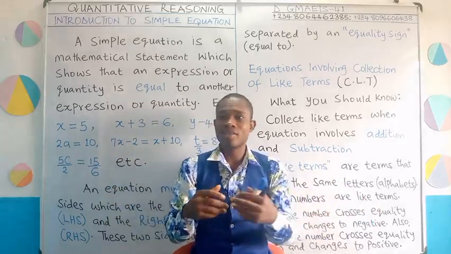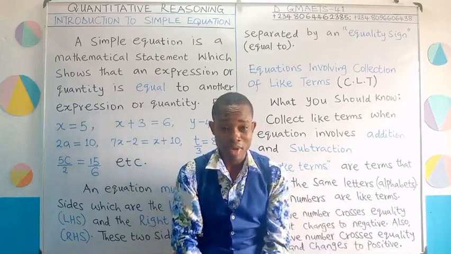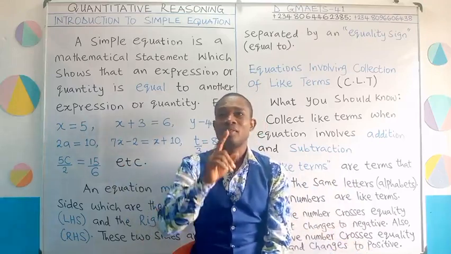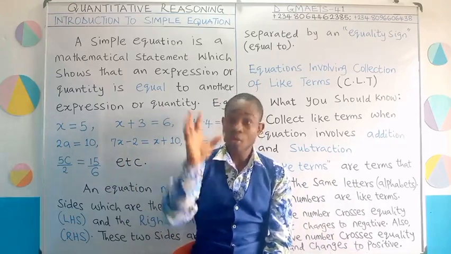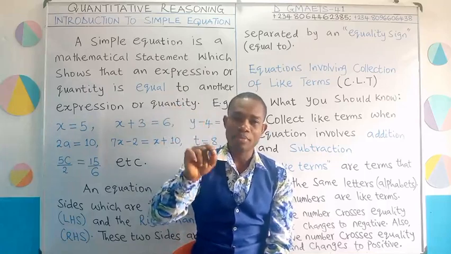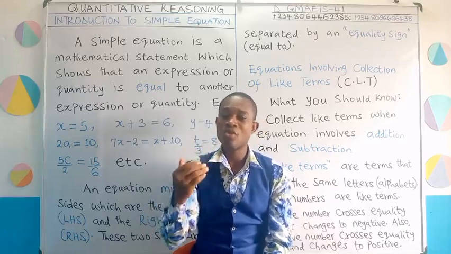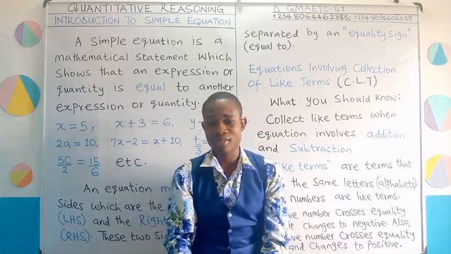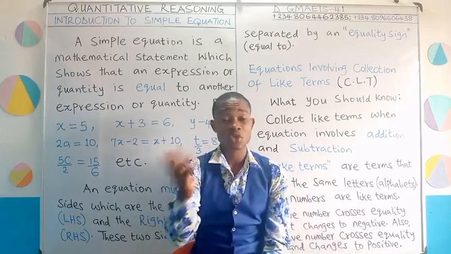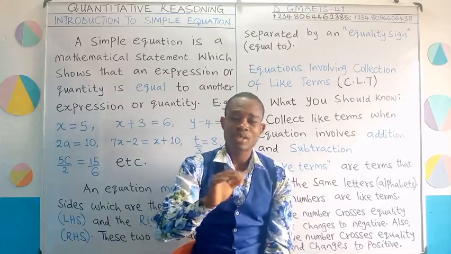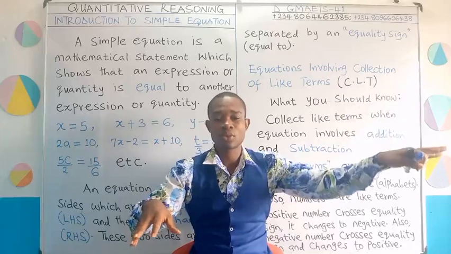Quantities, expressions are just the numbers, the alphabets we use in the study of mathematics. For example, if I tell you maybe 2x, 2x is an expression, is a quantity, it is a term, T-E-R-M. We use any of these words to refer to something in mathematics, okay? To a number, to an alphabet in mathematics. So that's the meaning of expression, quantity, or term. So simple equation is just a statement that tells you that this thing is equal to the other one.